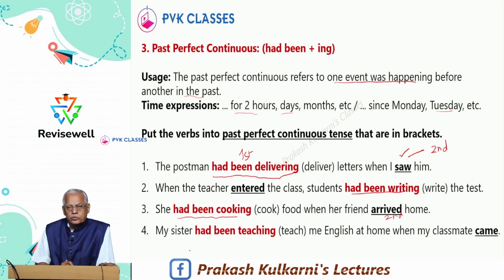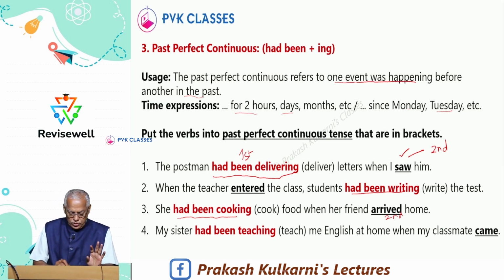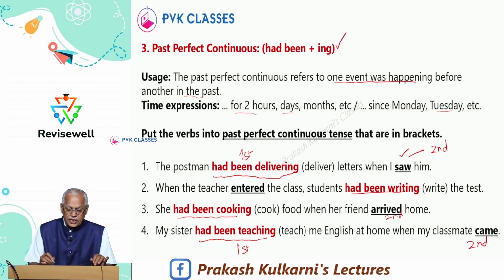And last sentence, fourth one: my sister had been teaching me English at home when my classmate came. So had been teaching is the first action and this is the second action. So always had been plus ing is the first action and simple past is the second action. This way we have to identify the correct tense form of the verb.